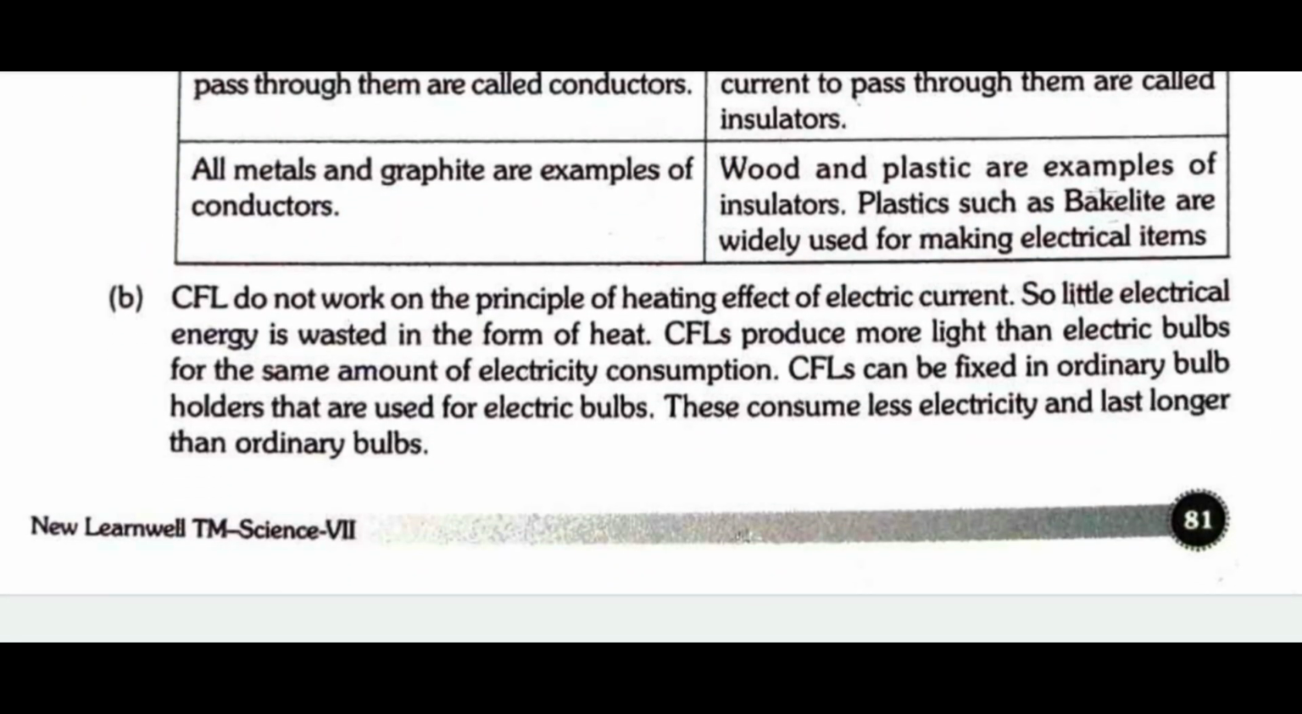Then question number B, what are the benefits of CFLs over electric bulbs? CFLs do not work on the principle of the heating effect of electric current, so little electrical energy is wasted in the form of heat. CFLs produce more light than electric bulbs for the same amount of electricity consumption. CFLs can be fixed in ordinary bulb holders that are used for electric bulbs. These consume less electricity and last longer than ordinary bulbs.